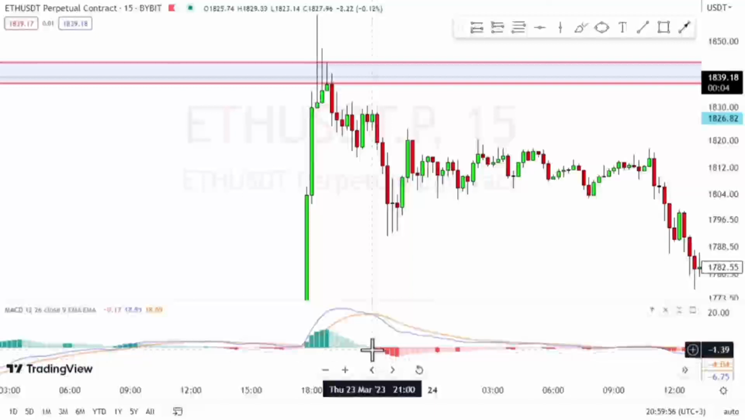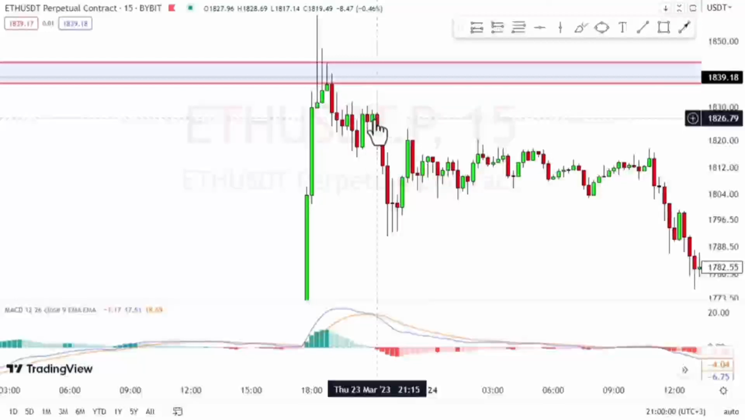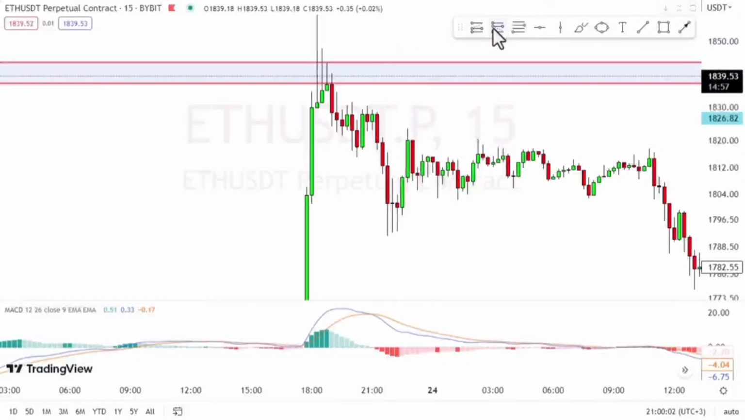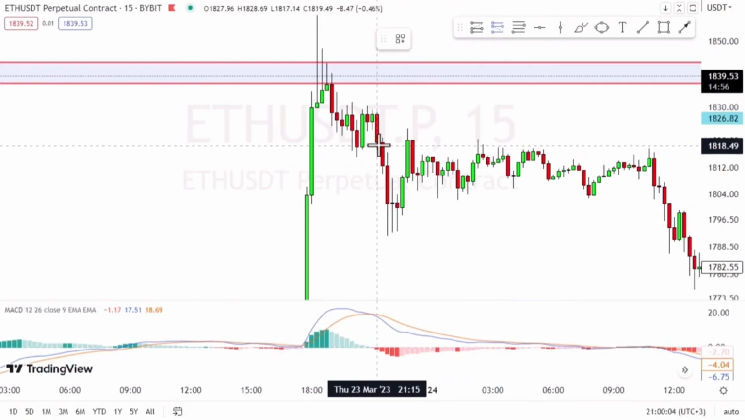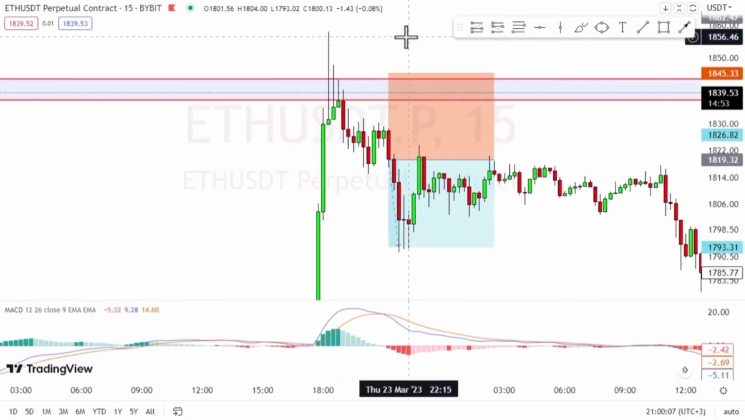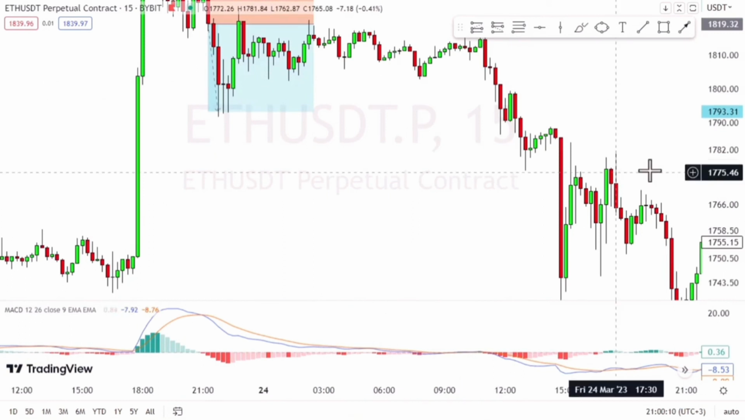Then again three black crows, but before these three black crows, we have a cross in the M.A.C.D. with the signal line. But the candle was still green and the histogram just turned red. So we wait for the red candle, this one, another engulfing, and we say, yes, now I can enter a trade. So I enter a trade with the close of this candle. I put my stop loss here and I go down all the way to the support level.